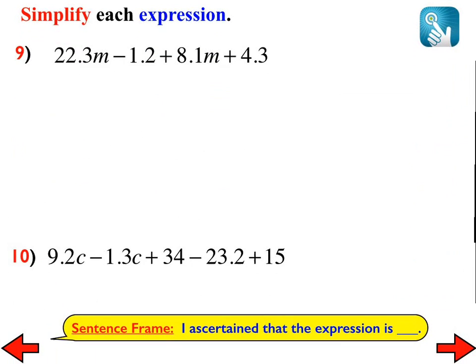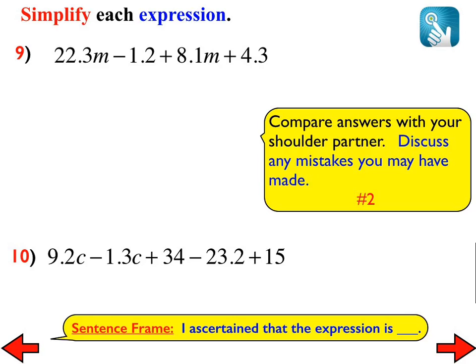Number 9, I ascertained that the expression is 30.4m plus 3.1. We have 30.4 more positive m's than negative and 3.1 more positive constants than negatives. And number 10, I ascertained that the expression is negative 7.9c plus 25.8. All right, we are finished for today.